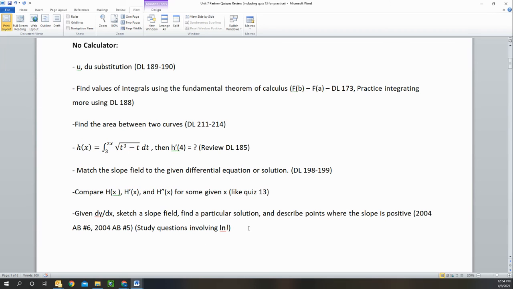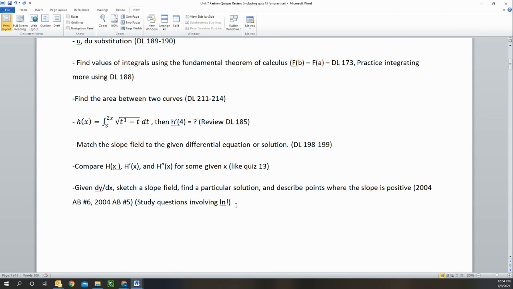And then there's one more. Given dy dx, sketch a slope field, find a particular solution. There it is. And describe where the points in the slope is positive. And you're like, what is that? I'm giving you a couple to look back on. If you're searching, this would be AP Calculus AB free response question 2004. And then once you go there, it's question number 6. And then 2004, question number 5. Both of those are really helpful. And there's ones in our notes also that we did involving ln and integrating.